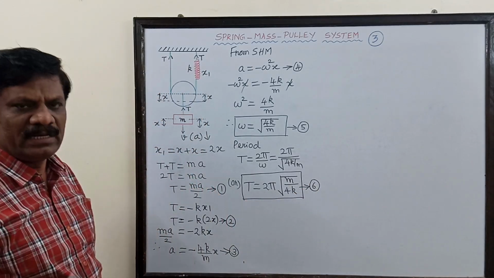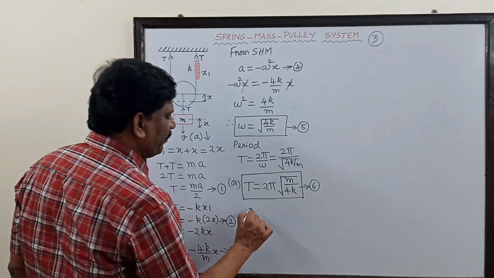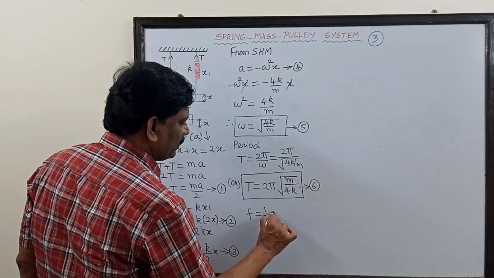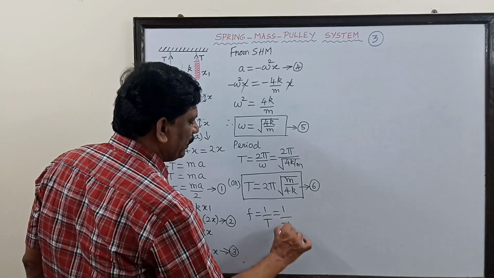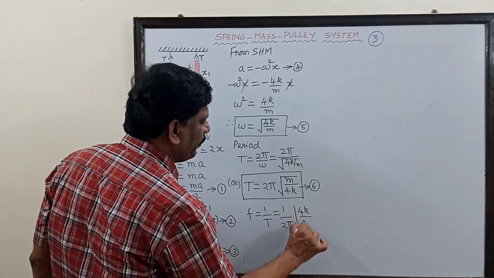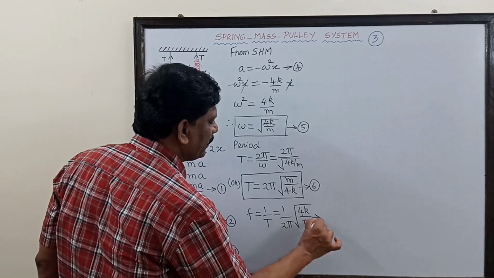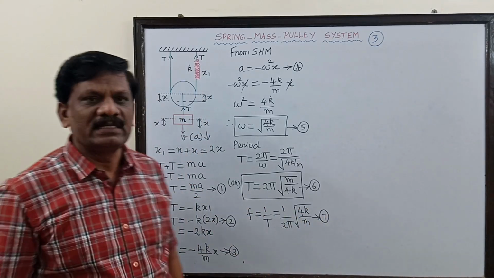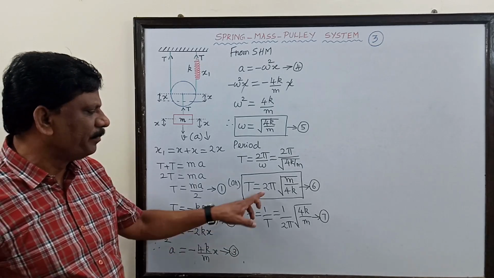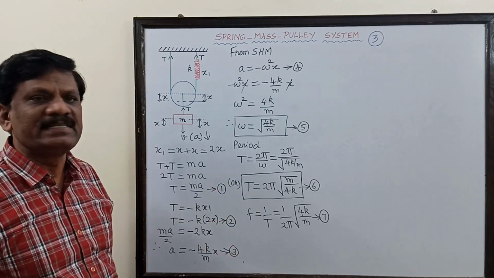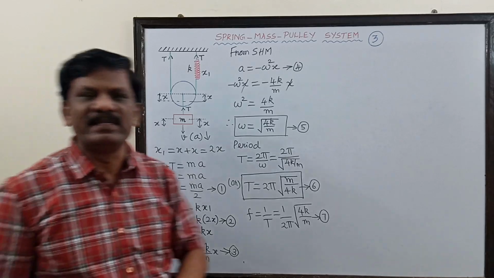Now if you want the natural frequency, the natural frequency f is equal to 1 by T. So this is equal to 1 by 2 pi into square root of 4k by m. So this can be called equation 7. Okay, my dear students, we have derived an expression for the period of oscillation as well as the natural frequency of oscillation for the spring mass pulley system.